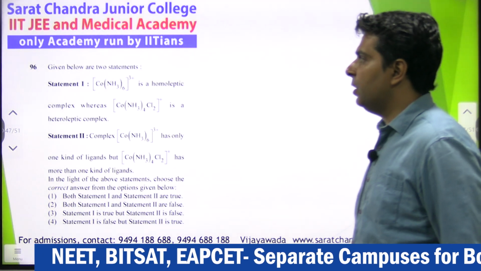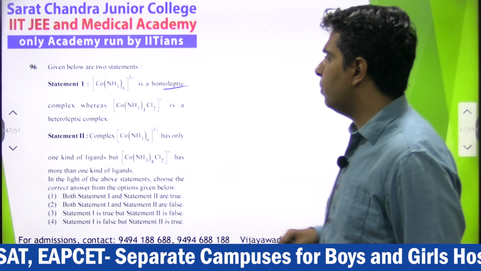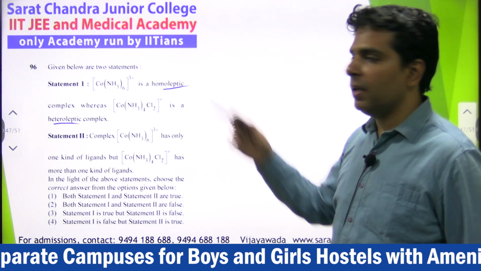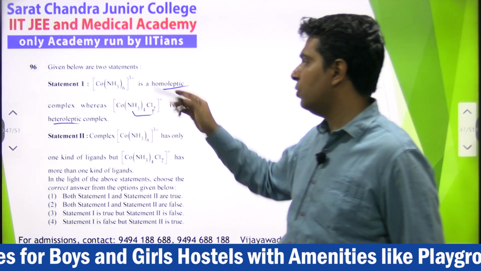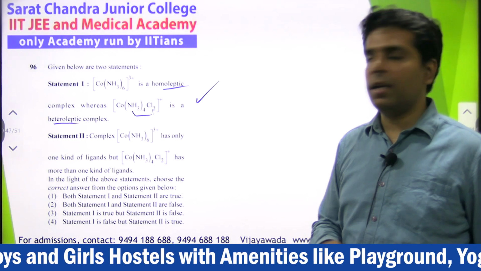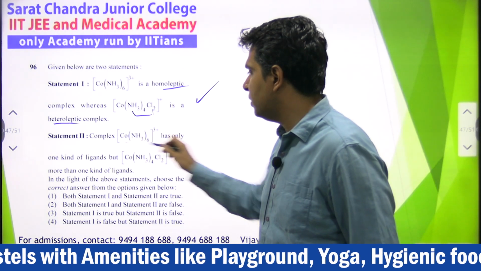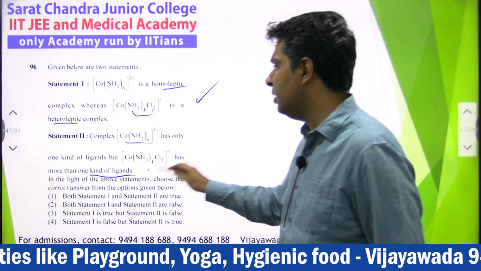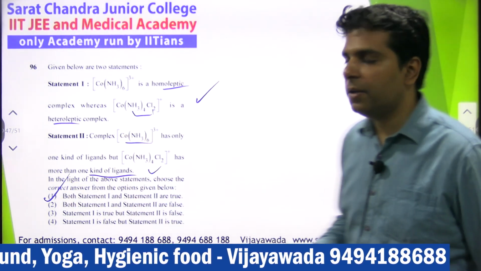Given below are two statements. This is a homoleptic complex. So there are two kinds of complex, homoleptic and heteroleptic. Homoleptic complexes are those having the same type of ligands, while heteroleptic ones have more than one type of ligand. So this is heteroleptic, this is homoleptic. So this statement is correct. Now, this complex has only one kind of ligand, but this complex has more than one kind of ligand. This statement is also correct. So both statements 1 and 2 are correct.